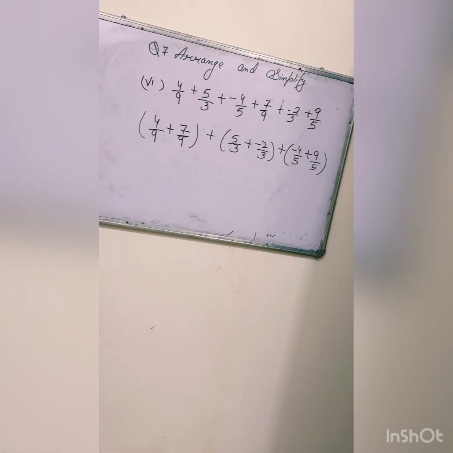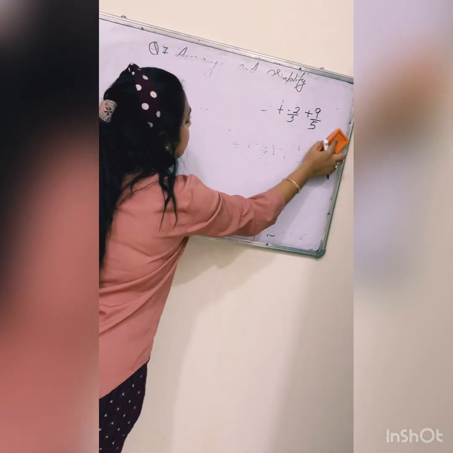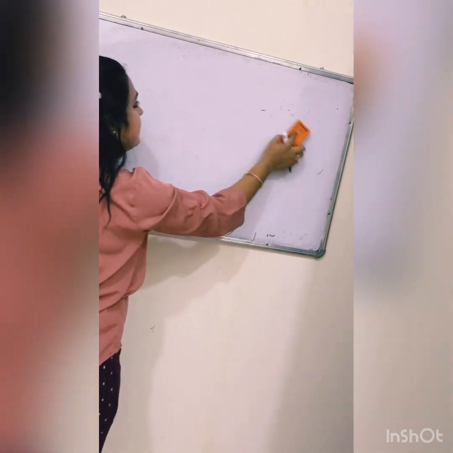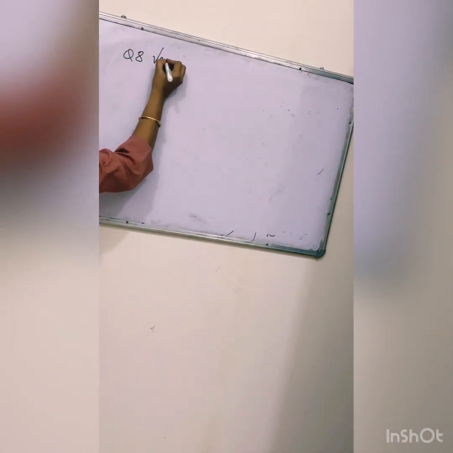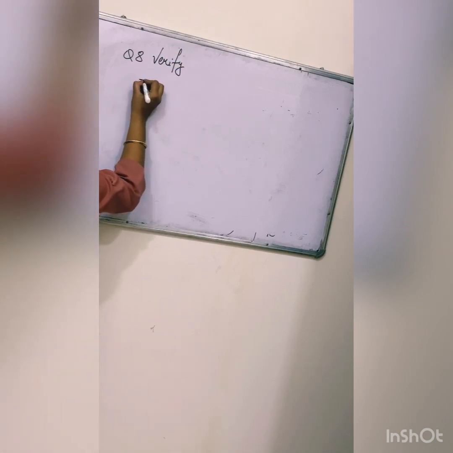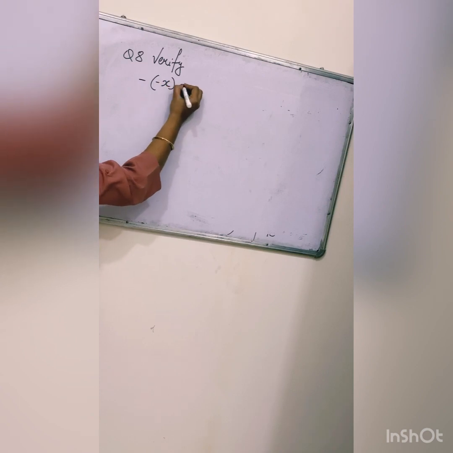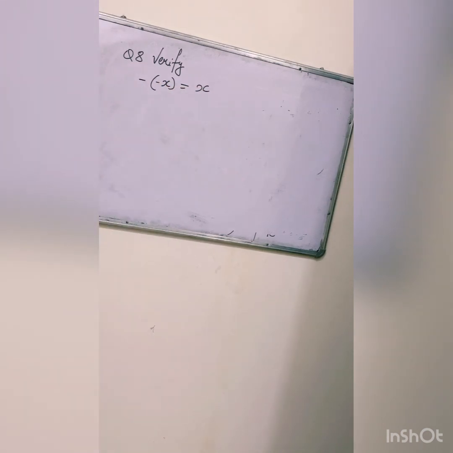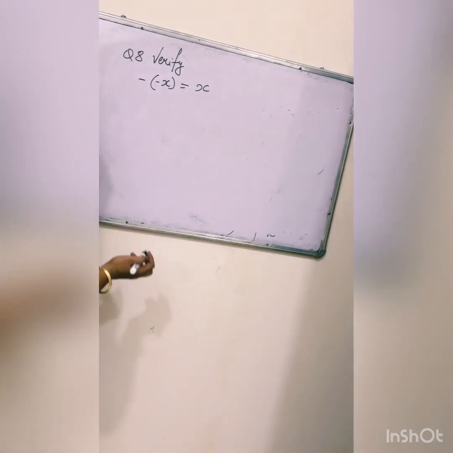Next, coming to question number 8. Question number 8 is verify. What we have to verify? Minus of minus x is equal to x. You have to verify this. Now for verification, what do we do? We solve the left hand side separately and we solve the right hand side separately. We see whether left hand side is equal to right hand side or not.